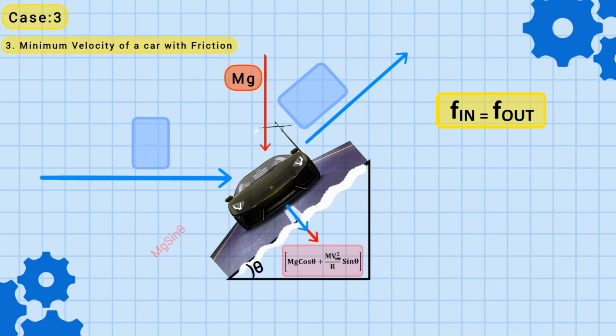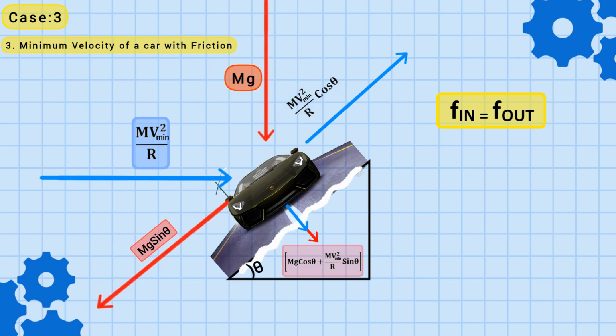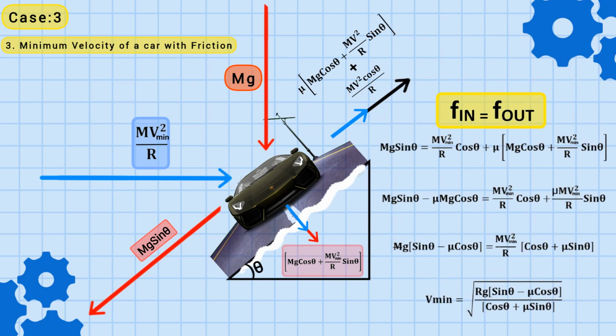In the third case, we will have the same frictional force, but since we are looking for minimum velocity, the inward gravitational force component will be maximum, and the car will tend to skid inward, and to balance that, the frictional force will act outward along with the other components. If we now equate the outward and inward force and simplify it to get the equation for velocity, we would get the equation for the minimum velocity of the car on a banked road with friction, with an angle of inclination theta. There you have it.